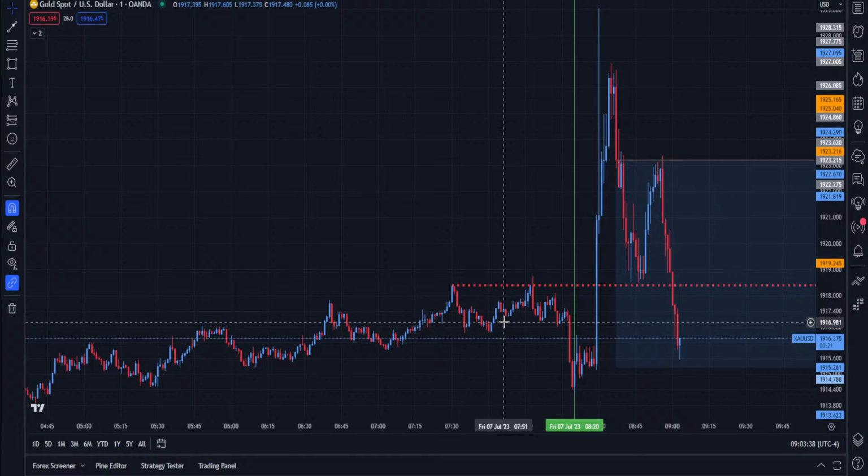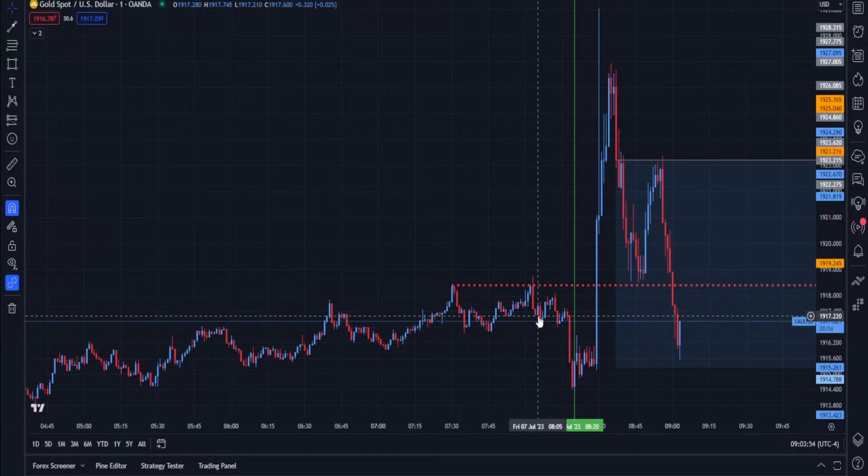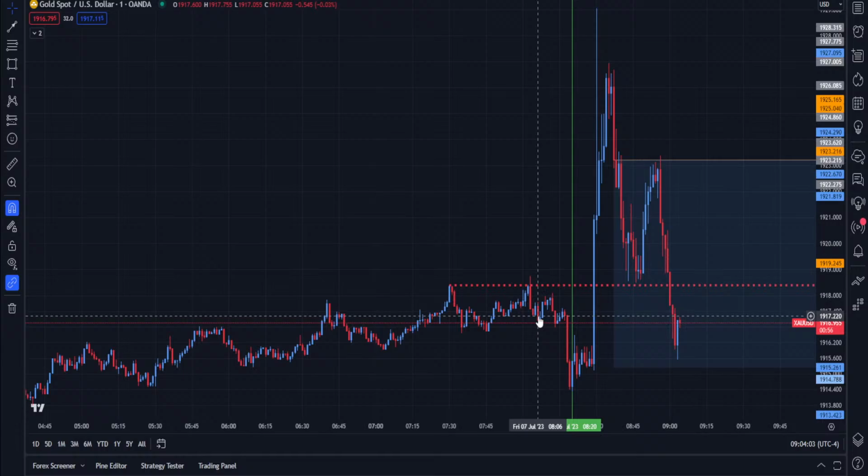Let me go ahead and close this. On my other account, I should have also been closing this trade. Okay. Alright. Everything's closed. I'll walk you through it in 1 second.